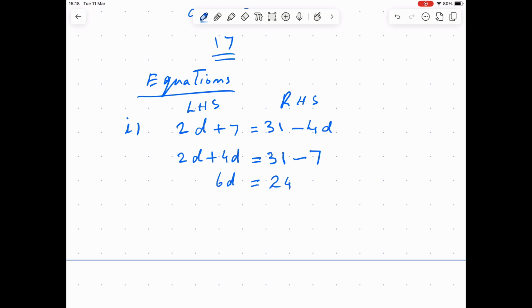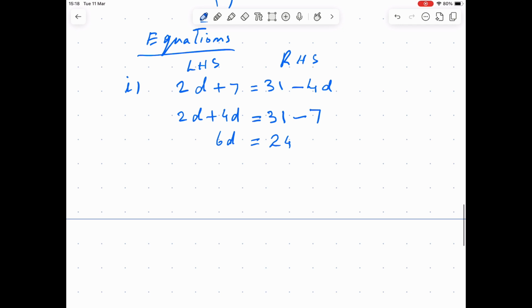And D will be 24 divided by 6. Remember, 6 is being multiplied with D, and it comes on the right hand side, it divides. If that was D over 4, then 4 would have come on the other right hand side and multiplied. So now our answer is D is equal to 4.